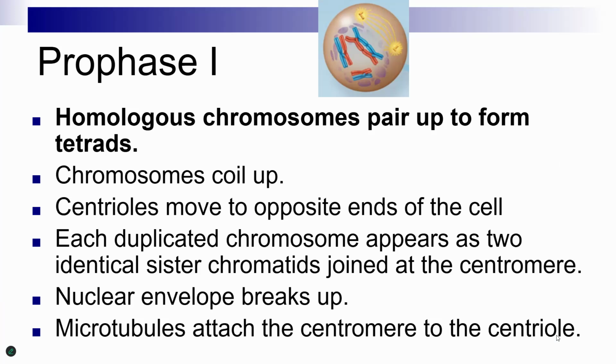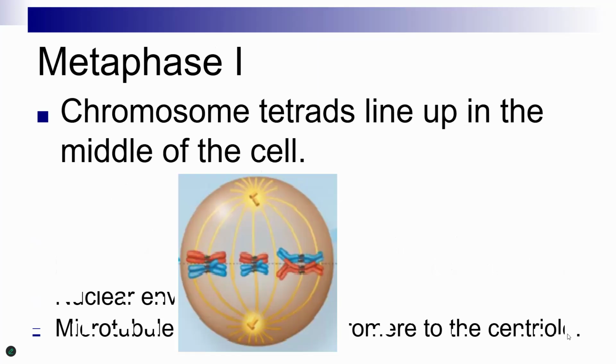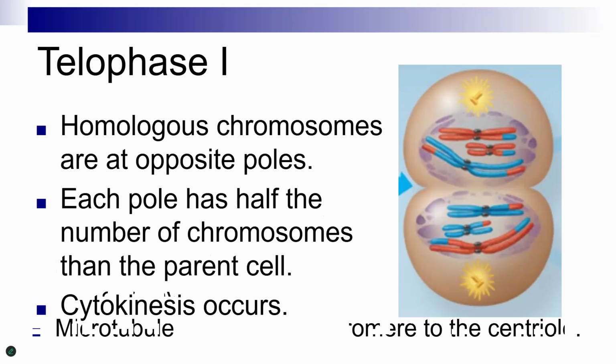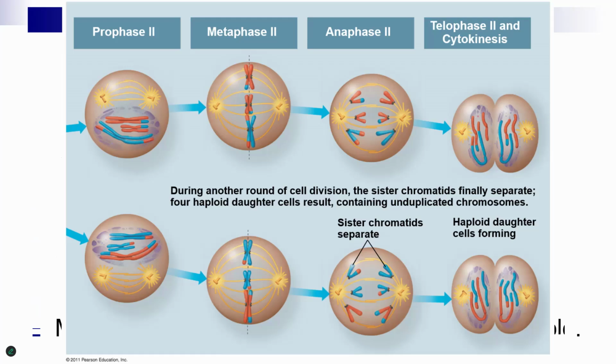Okay. So again, you want to pay attention to what is happening with the chromosomes. So prophase 1, the homologous chromosomes pair up to form tetrads. Then the homologous chromosome pairs will line up across the middle of the cell in metaphase 1. And then in anaphase 1, those homologous chromosomes are getting pulled apart and moving towards opposite ends of the cell. And then telophase 1, those homologous chromosomes are now at the opposite ends of the cell, so cytokinesis can occur, cutting the chromosome number in half.